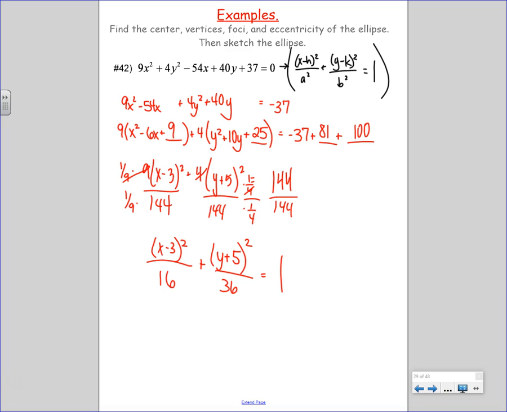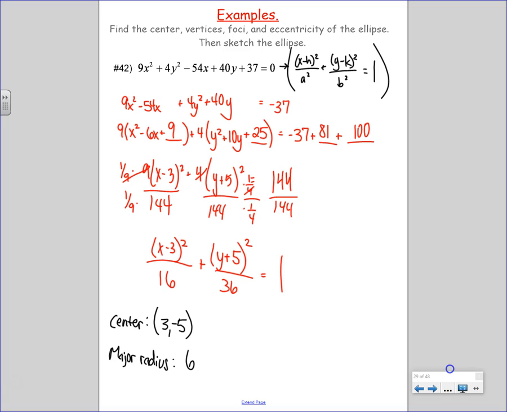So identify some stuff. What do we got? Who's the center? 3, -5. Who's my, even though we don't necessarily need to write it because of what they asked, who's your major radius? Careful. Major?